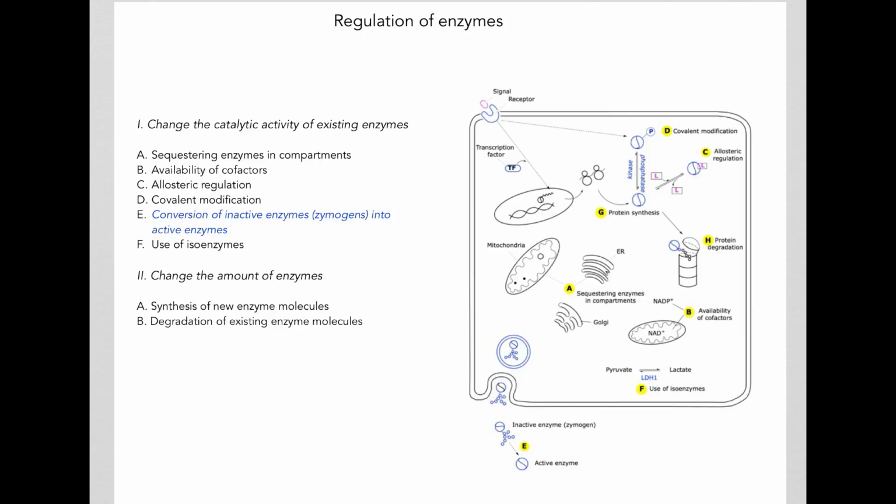In the previous videos, we discussed how the cell can regulate the catalytic activity of existing enzymes, and that included sequestering enzymes in compartments, availability of cofactors, allosterically regulating the function of the enzyme, as well as covalent modification. And today we'll see there's another way by which the cell can regulate enzymes, and that is by the formation of zymogens.